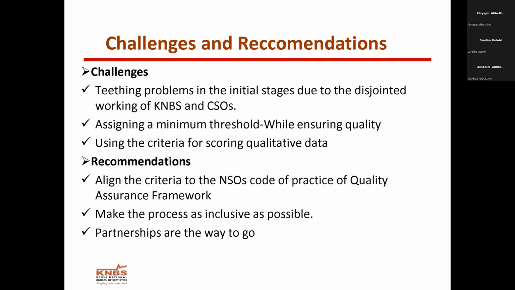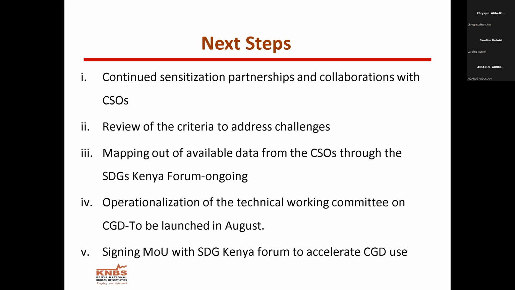We need to work together at the Kenya National Bureau of Statistics with the civil society organizations, academia, and other partners in terms of data. And that is the only way we can be able to fulfill the 2030 agenda on SDGs, especially on tracking our progress towards that.